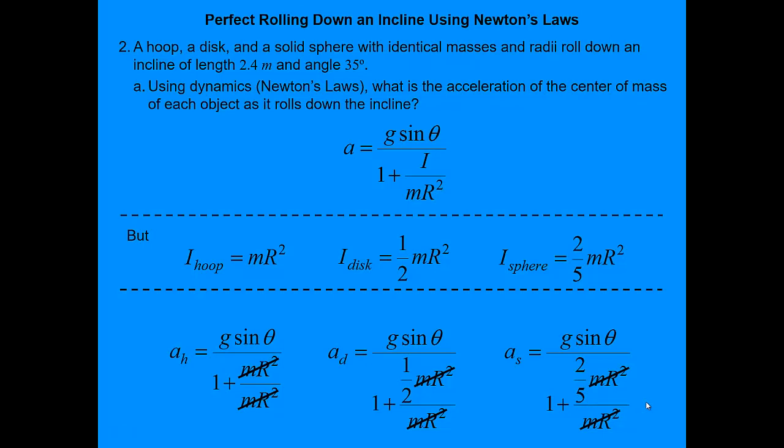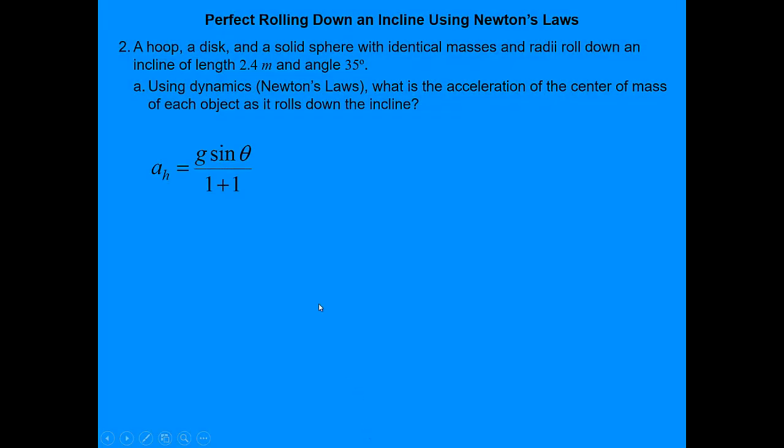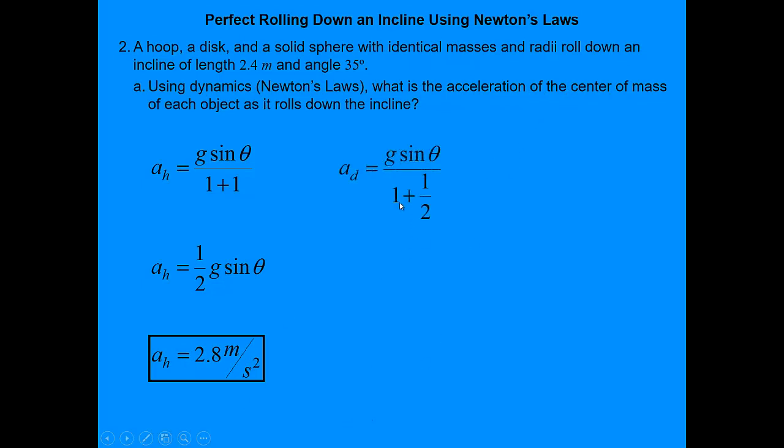It would have been a little hard to see if we had done that a little earlier, but the mass and the radius cancel. So we end up with just some fractions here. Let's work through the fractions. For the hoop, we get 1 plus 1, so that's 1/2 g sine theta. If we plug in 9.8 and the 35-degree angle, we get an acceleration for the hoop of about 2.8 meters per second squared. And remember, this is the acceleration of the center of mass. For the disk, it's 1 plus 1/2, which is 3/2. Flip it, it's 2/3 g sine theta.